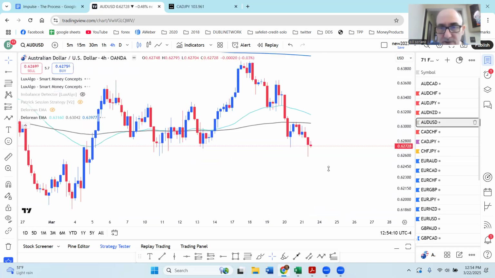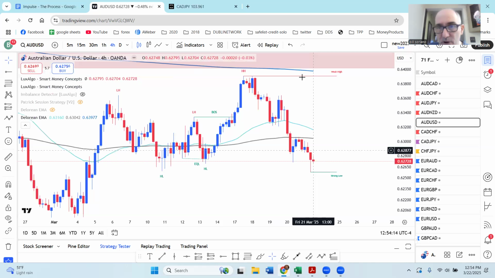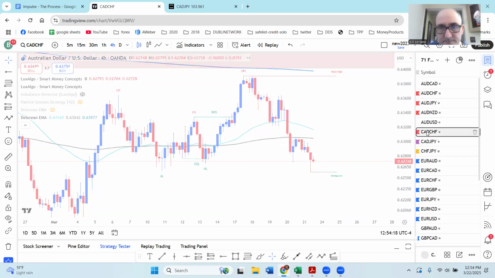So let's go through these quickly. AUDUSD, again, price is below the 800, but the 50 is above the 200, so we don't want to trade them.